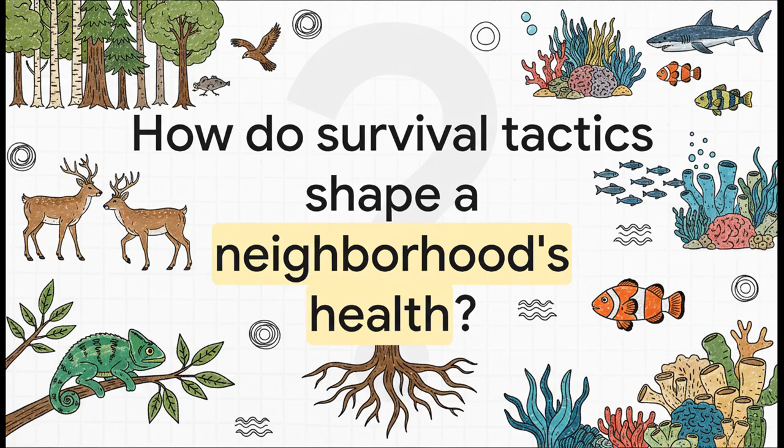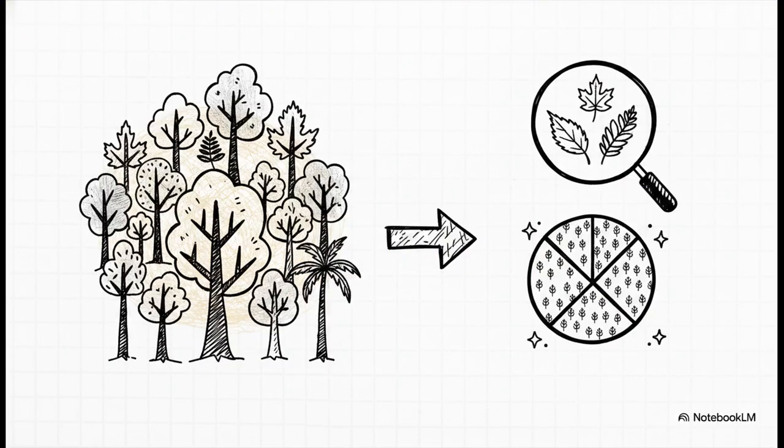Okay, so we've been looking at these incredible, highly specific micro-interactions. But what happens when we zoom out? How do all of these individual survival tactics, the competition, the predation, the mutualisms, the crazy mimicry bluffs, how do they actually shape the health of an entire ecological neighborhood? Like, how does an ecologist look at a whole forest or huge coral reef and determine if it's actually healthy? Well, let's see how all those little interactions build up to the macro level.